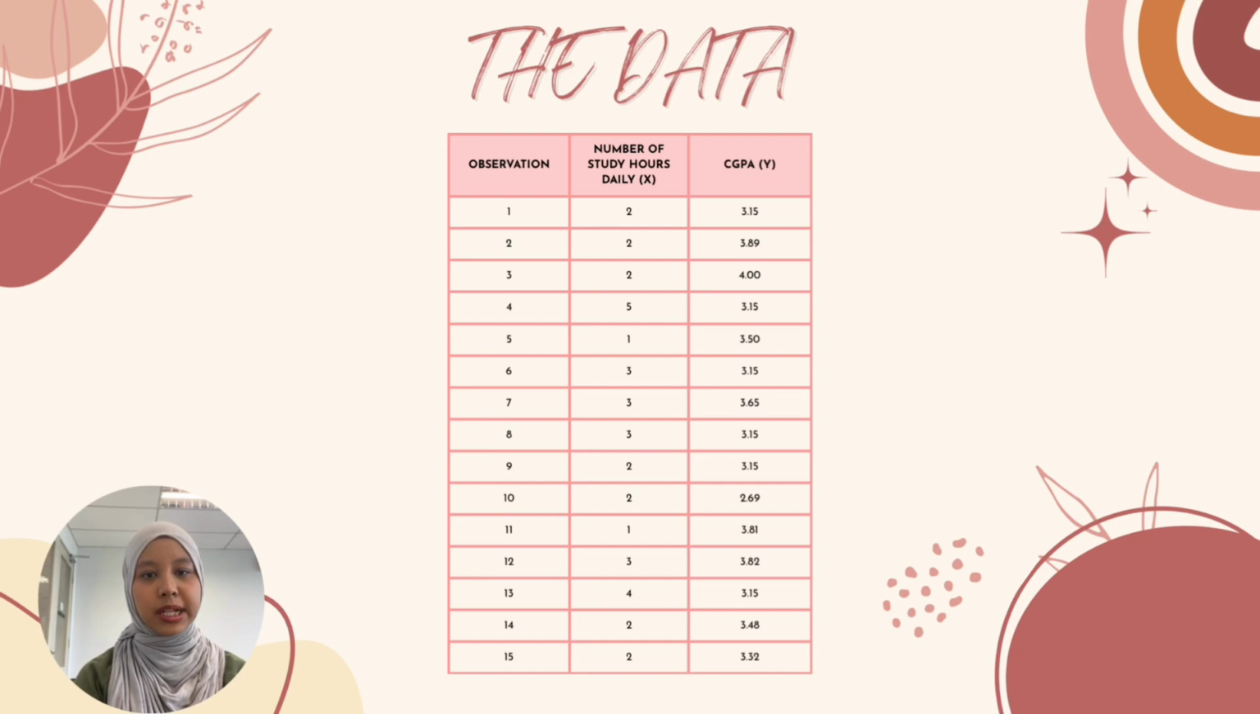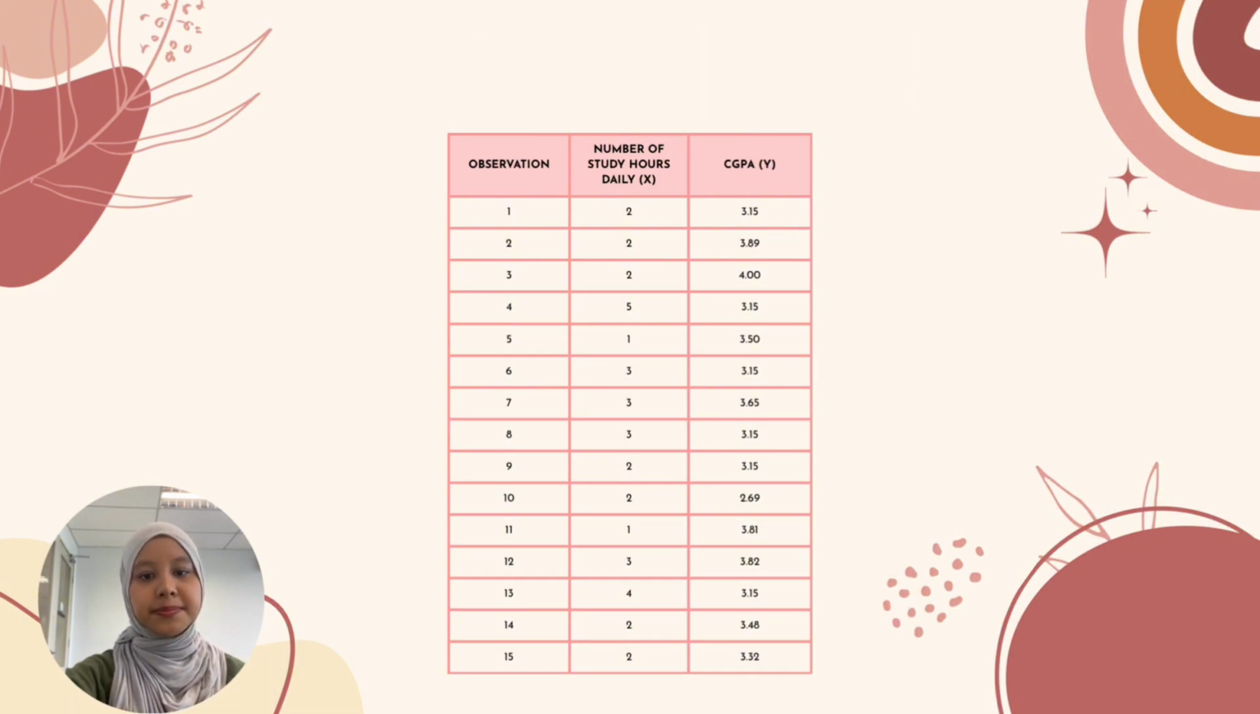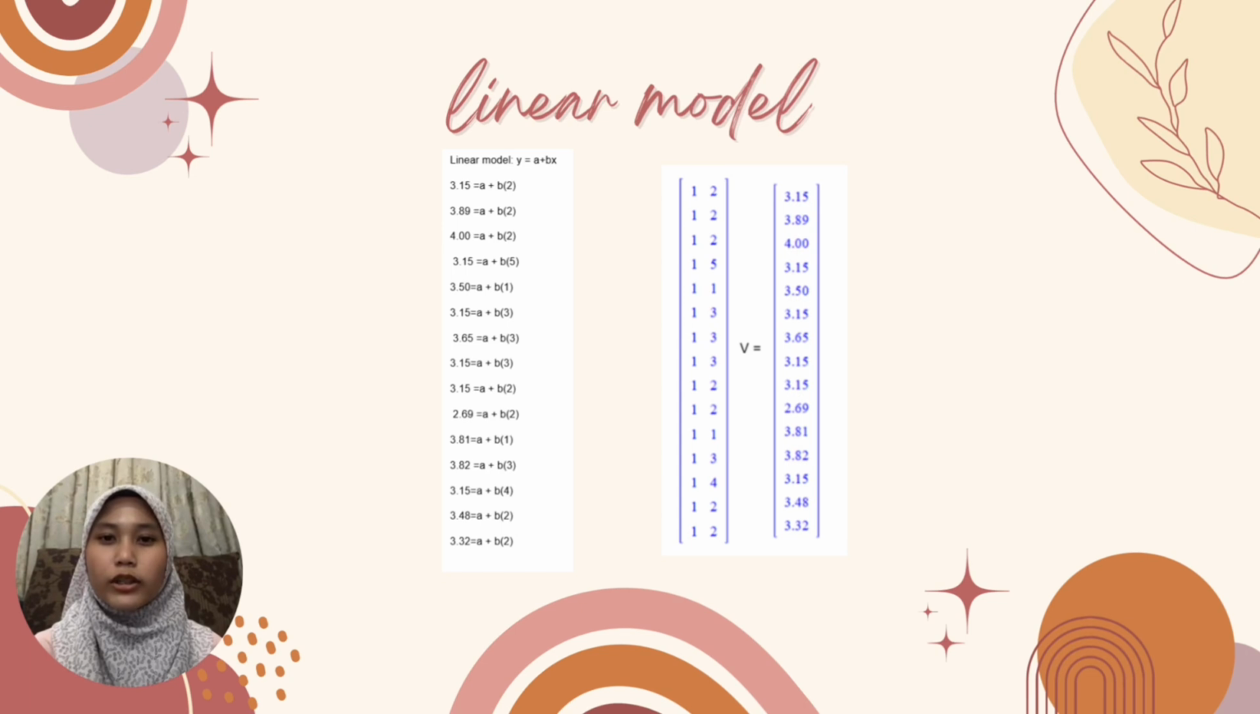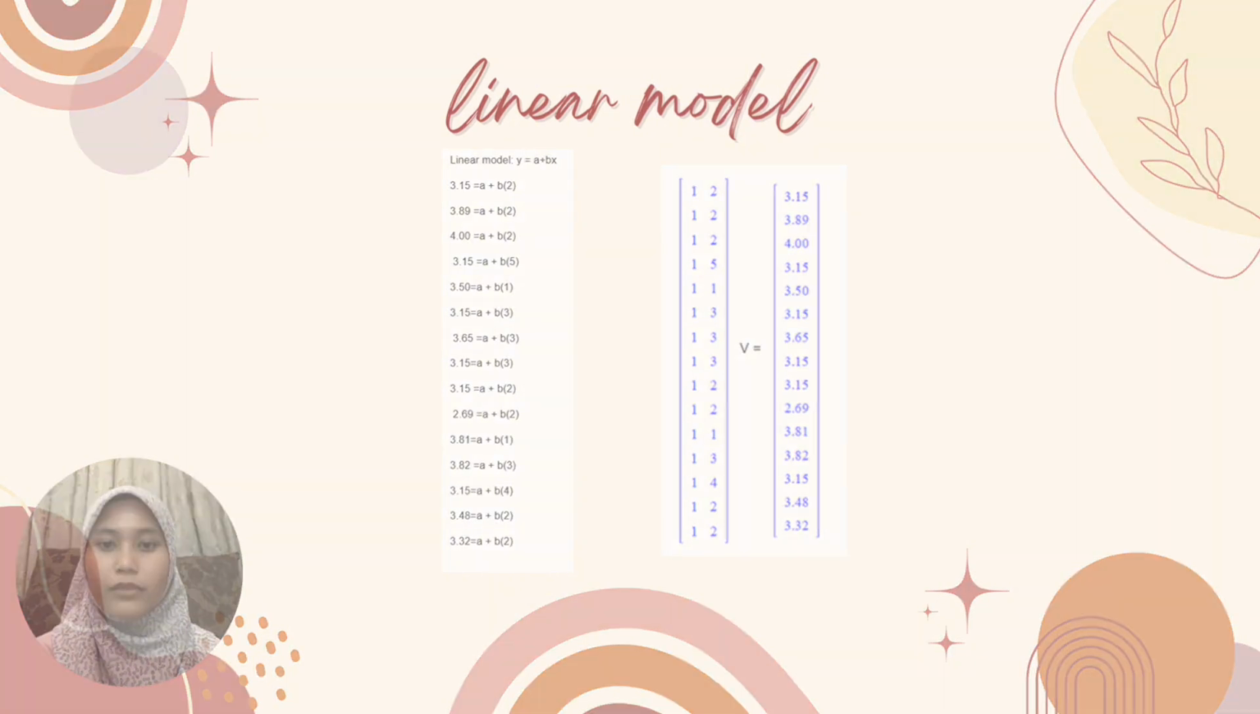So this is our data. First is the observation, which is 15 observations, second is X, the number of study hours daily, and Y is CGPA. As you can see, the equation for the linear model is y equals a plus bx. From the 15 data points that we get, we can substitute into the equation using the number of study hours daily as our x and CGPA as our y. After that, we can set a matrix form, where M is a 15 by 2 matrix and V is a 15 by 1 matrix.